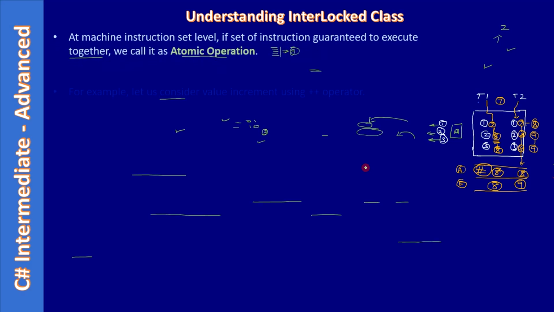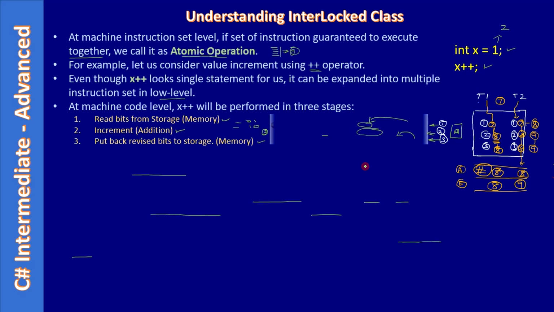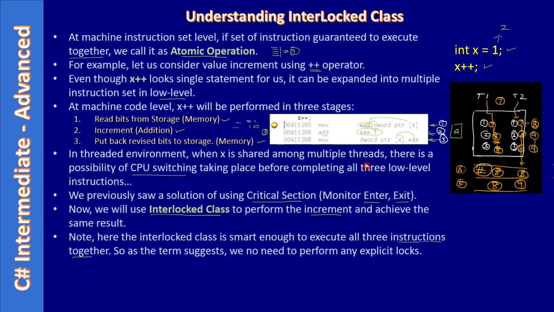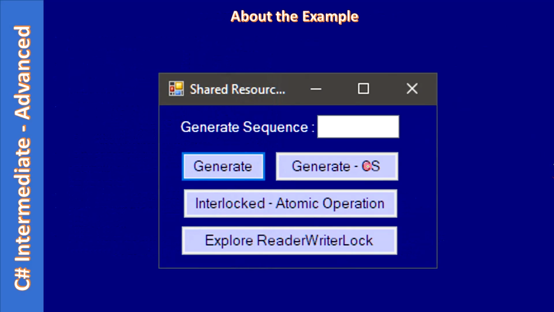So in the last video we talked about what an atomic operation is and how the Interlocked class will execute the instruction as a single atomic operation. We saw the need for thread synchronization using this generate button click. Then we introduced a critical section using Monitor Enter and Exit.